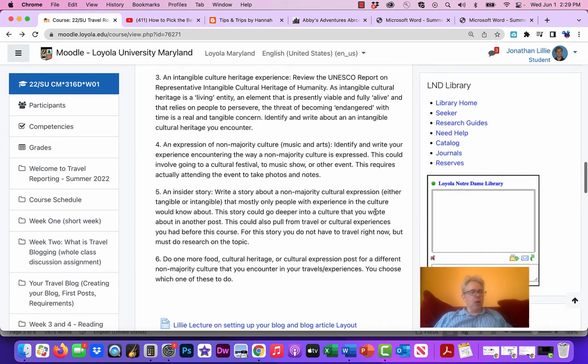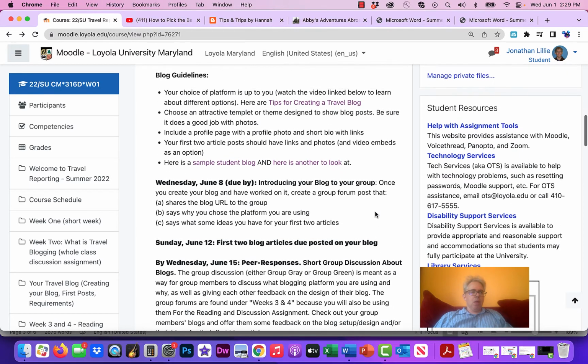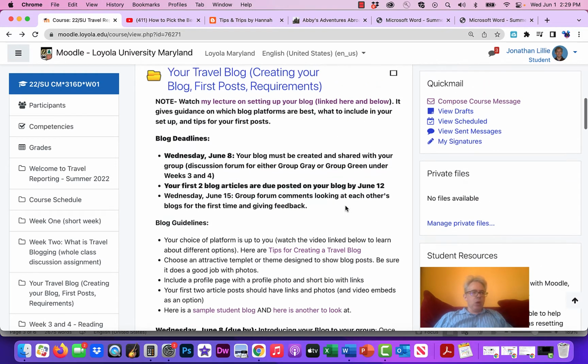And so yeah, all the criteria for that really big assignment, 50%, is in this section. So note here that the first thing associated with your blog, the first deadline, is a little bit more than a week away, Wednesday, June 8th, and you're going to share the link to your blog with your discussion groups. At this point, remember, this first week you're signing up for either Group Gray or Group Green.